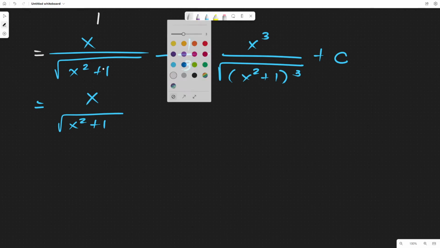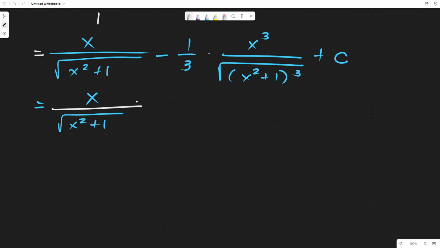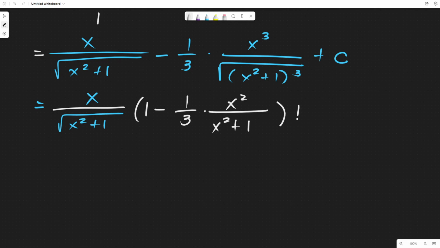hindi pala ako nakaputi, no? Ayan. So, ayusin ko lang. Ayan. Then, times 1 minus 1/3 ng x squared over x squared plus 1 plus c.